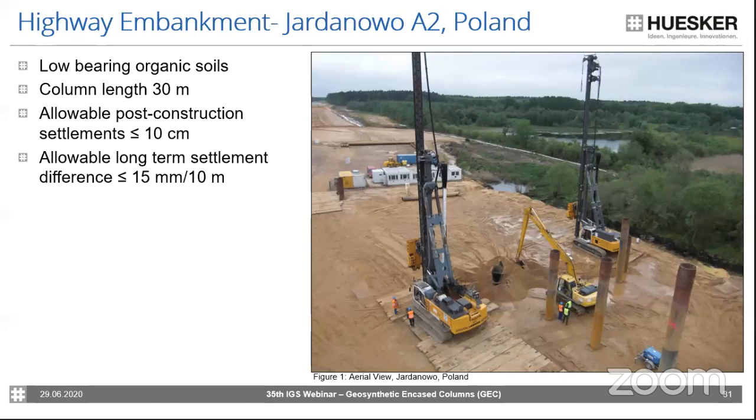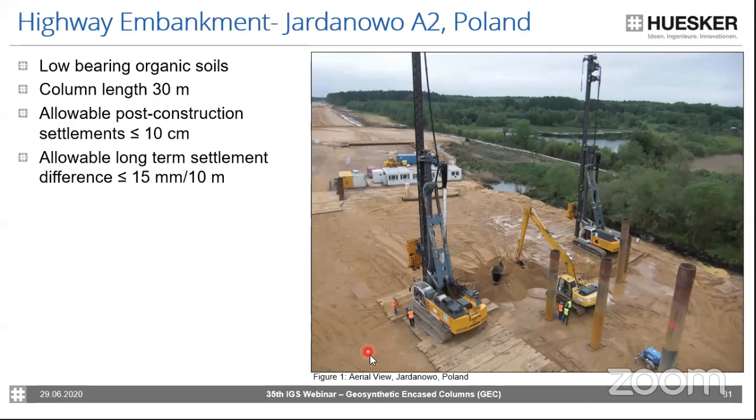So the first case study I would like to show is a highway embankment in Poland. It was on Highway A2. And the soft soil was characterized as really low bearing organic soils. The project required a column length of 30 meters, which is so far the longest column which has been installed. And there were high restrictions in terms of the allowable post-construction settlements, which had to be less than 10 centimeters, and the allowable long-term differential settlements would be less than 15 mm every 10 meters.